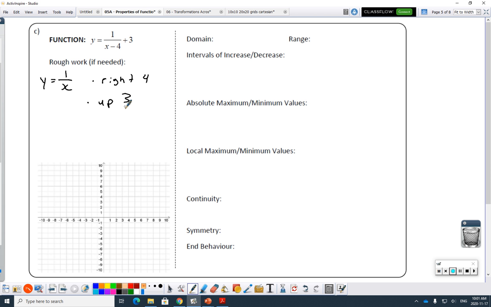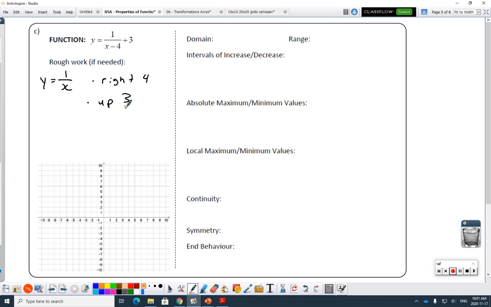Where does that come from? A plus 3 outside the function means move it up 3. A negative 4 inside, weirdly, means move right 4. That's very strange. So instead of the 1 over x function, which we normally are used to seeing sitting in these two quadrants like that, the whole thing's been moved right 4 and up 3.